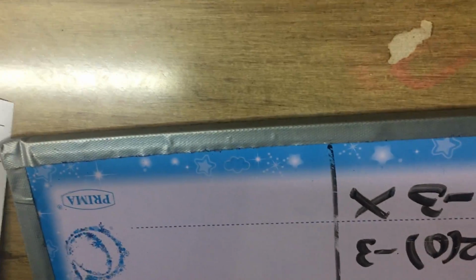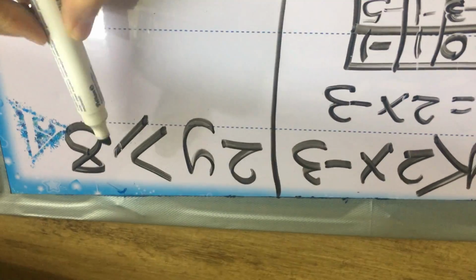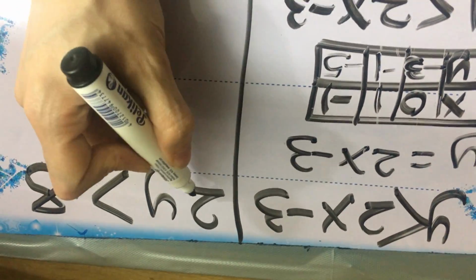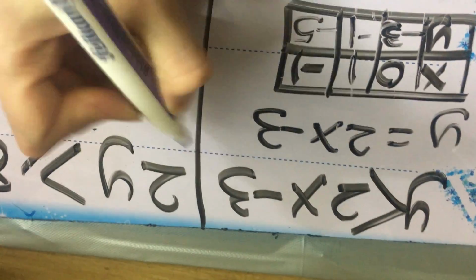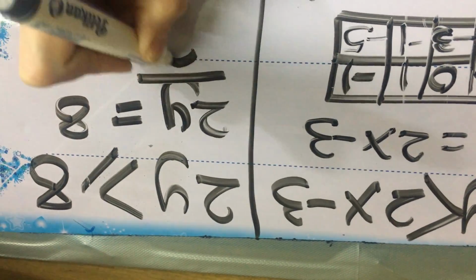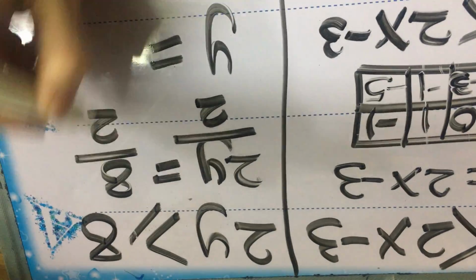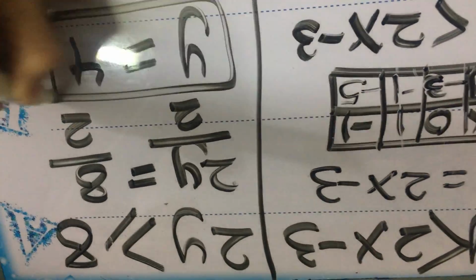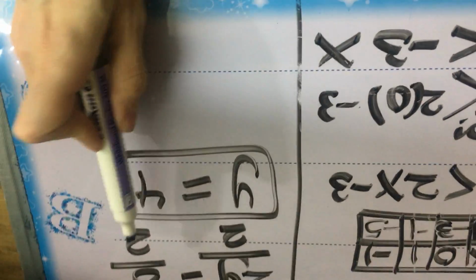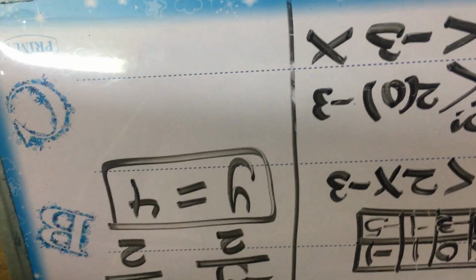Now let's do the other one. 2y is more than or equal to 8. It's not in the standard form because y is still multiplied by a number. So let's write it as an equation, divided by 2, divided by 2. y equals 4. We don't actually need to do a table like this one because whatever the x value is, y will always be 4.